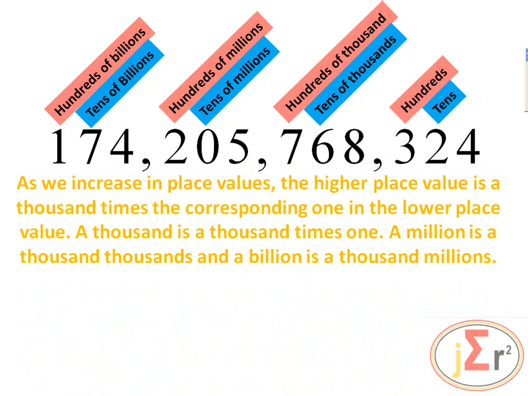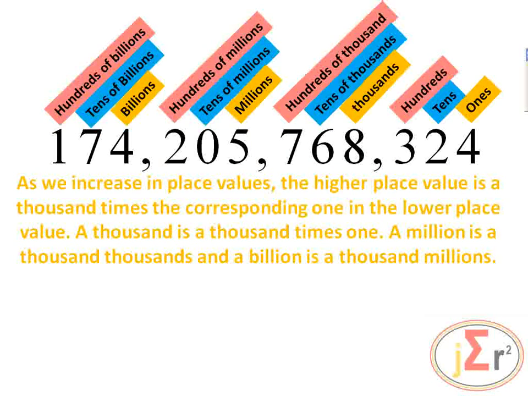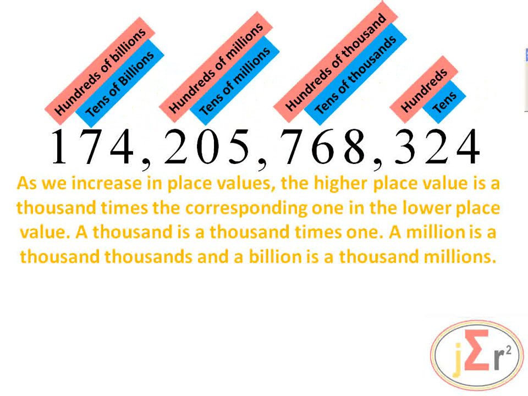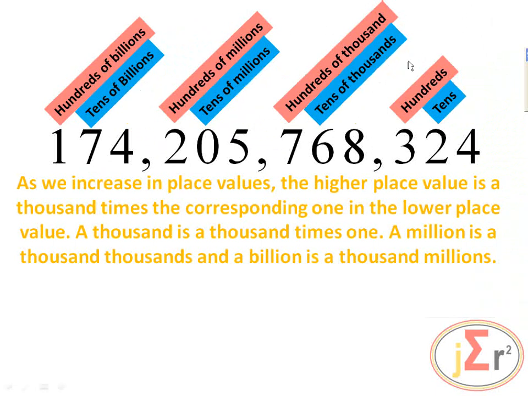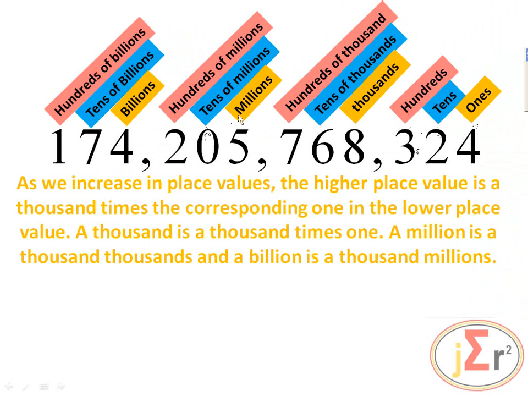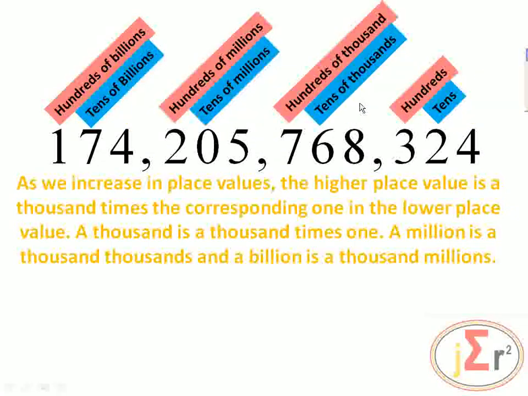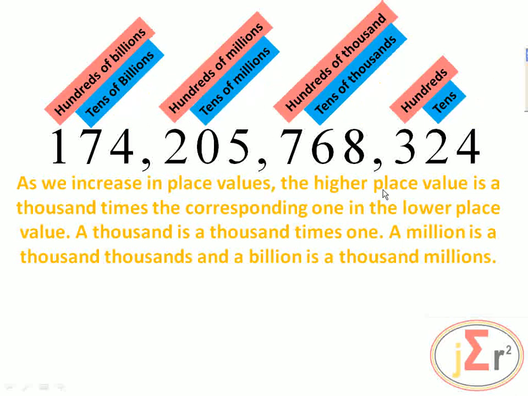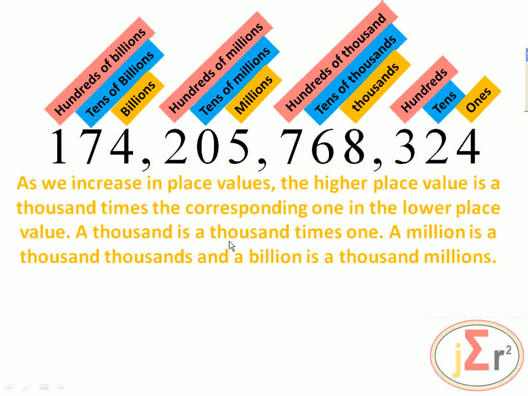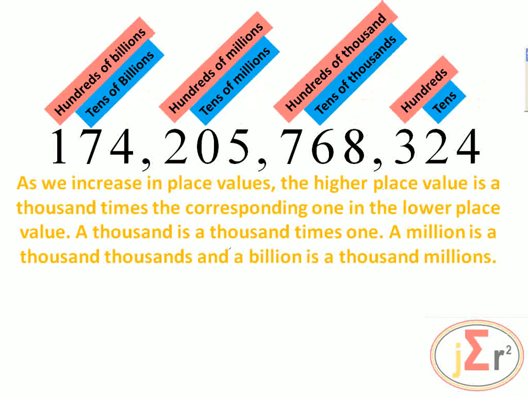As we increase in place values, the higher place value is 1,000 times the corresponding one in the lower place value. So right here we have ones and we have thousands. So this one is 1,000 times this one. A million is 1,000 times 1,000. A billion is 1,000 times a million. So a million is 1,000 thousands, and a billion is 1,000 millions.